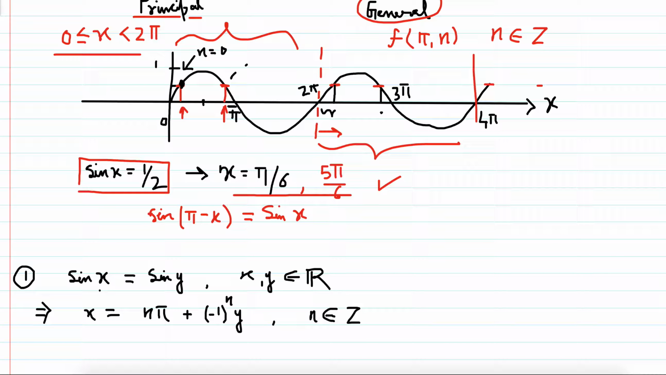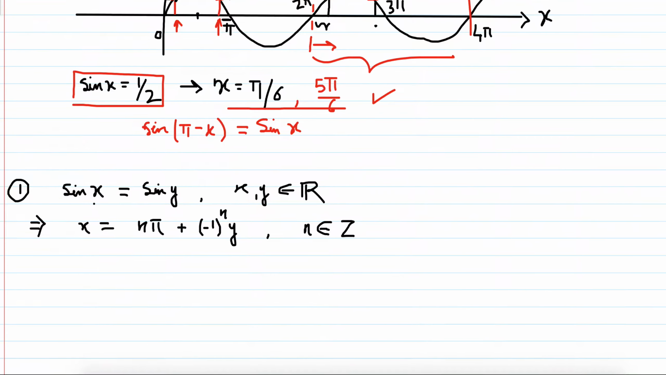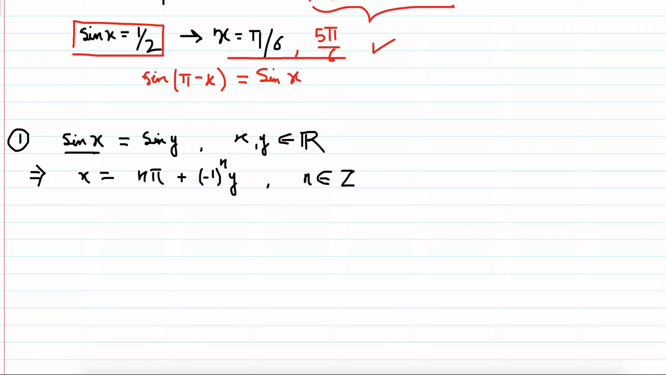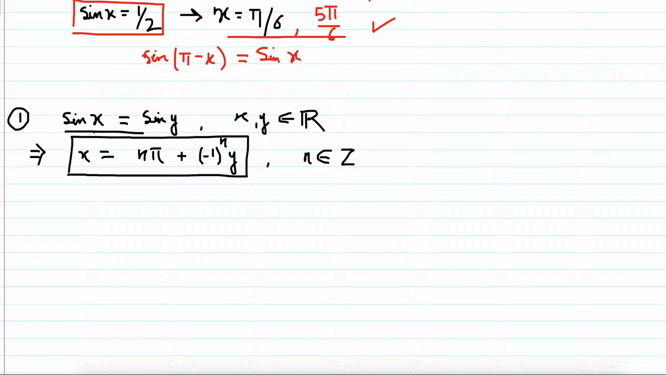So we will get all the possible values of y for which sin x is equal to half. So here if sin x is equal to sin y, then we will prove that x and y are related using this form. And this formula will be very useful in solving the general solutions of any equation.